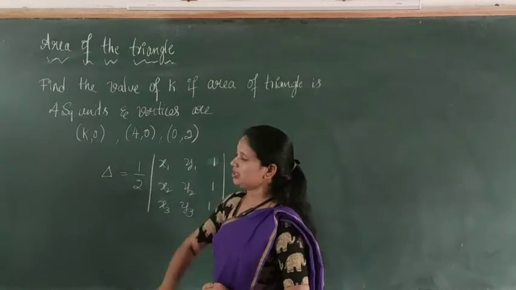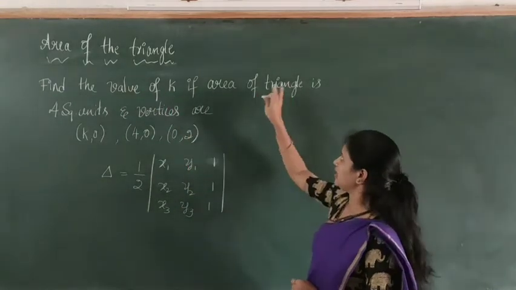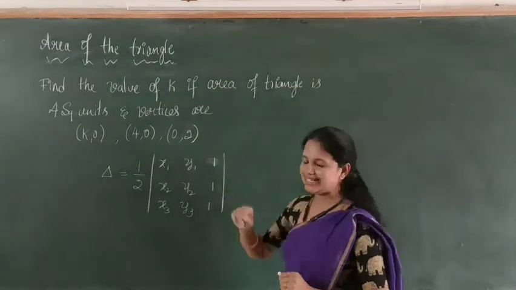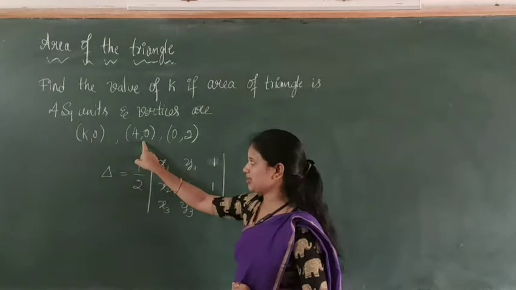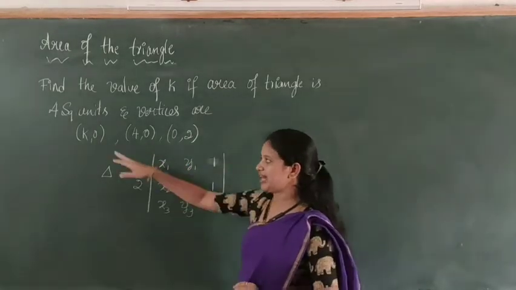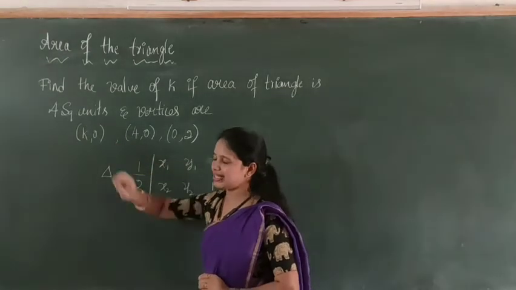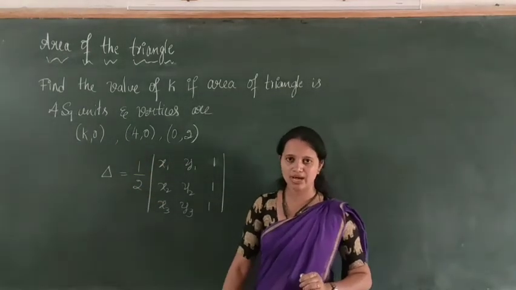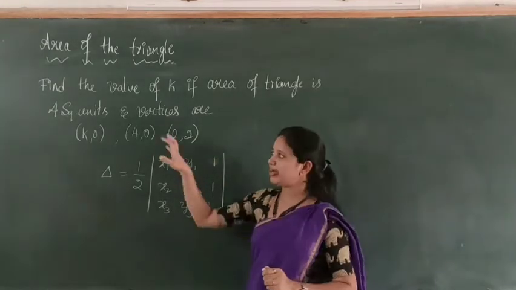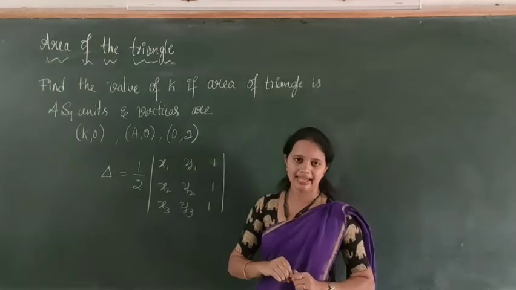Next, consider the fourth problem: find the value of k if the area of the triangle is 4 square units and the vertices are (k, 0), (4, 0) and (0, 2). Here we have to find the value of k, and they have given the data as the area of the triangle is 4 square units and the 3 vertices of the triangle. By using those two data, we have to calculate the value of k.